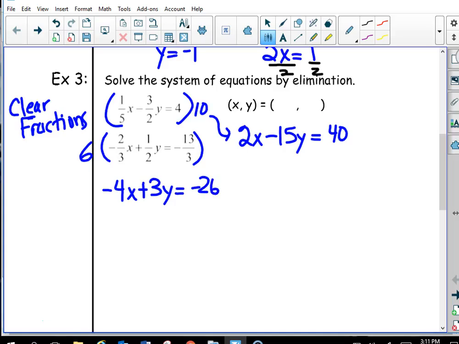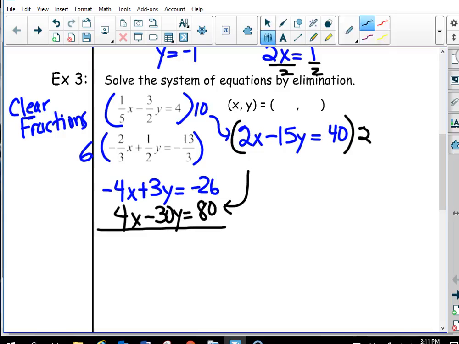Okay, looking at my equations, if I multiply the first equation by a 2, I can cancel the x's. So I'm going to multiply that by 2, and that gives me 4x minus 30y equals 80. That'll allow me to cancel the x's. I get negative 27y equals 80 minus 26, which is 54. And 27 goes into 54 twice.